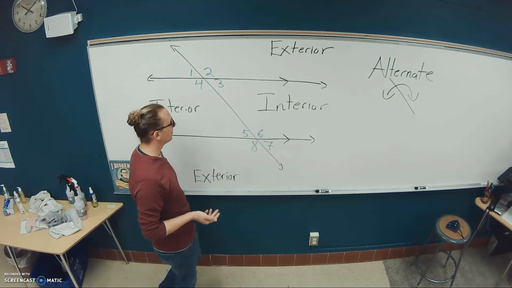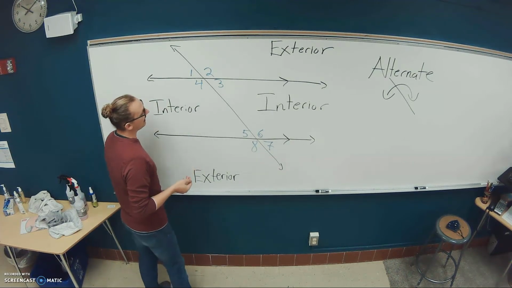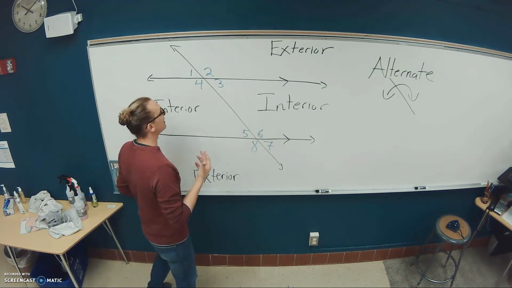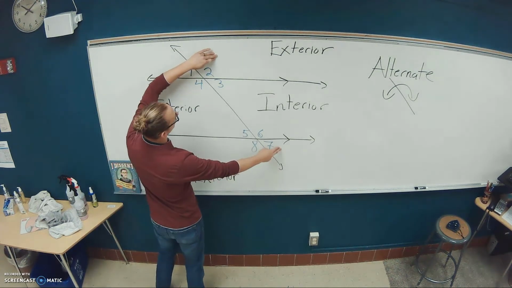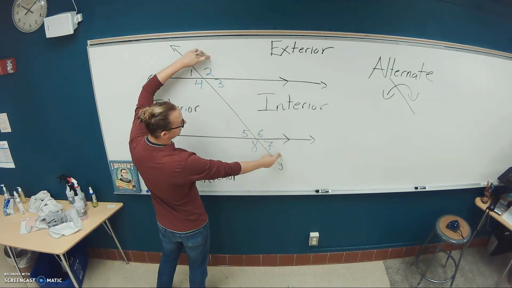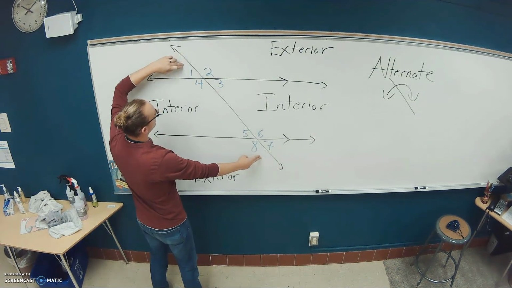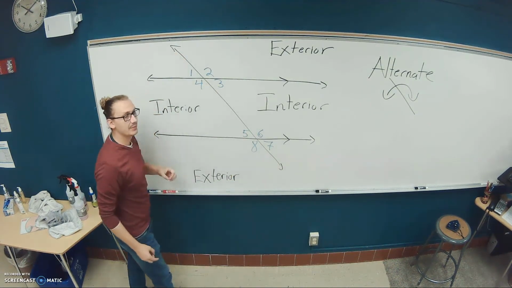And you can actually do the same thing over here. So if you look at same side exterior, same thing. 2 and 7 are on the same side, but on the outside. 2 and 7 will be supplementary. 1 and 8 will be supplementary.